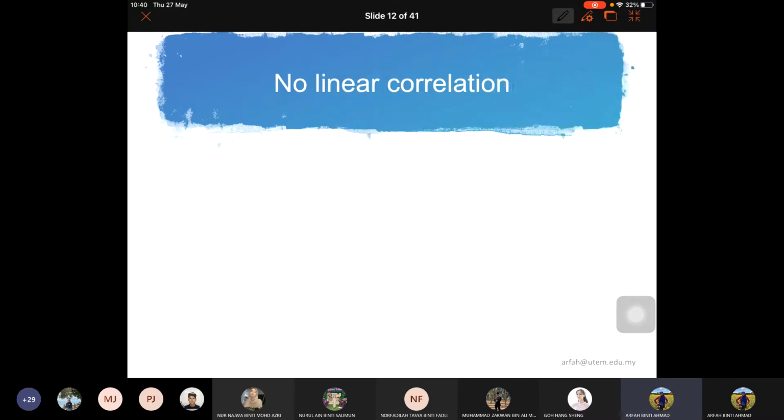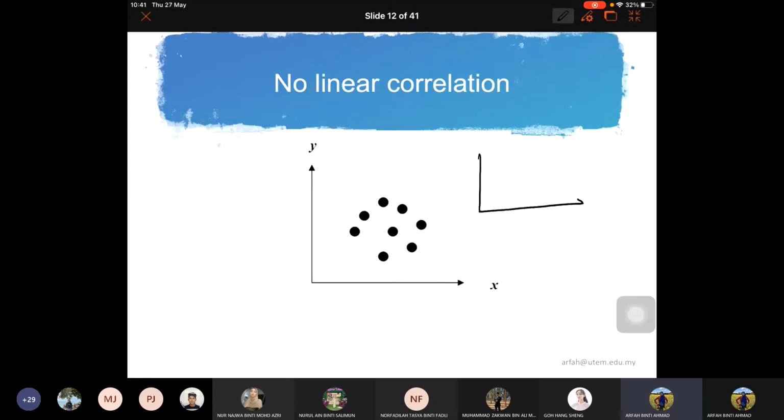So, what is the case for no linear correlation? If, for example, you plot X and Y, and the points turn out like this one, or if there are many points, maybe something like this. In this case, there is no linear relationship. You cannot draw a straight line because many points are at the bottom here. Drawing it here would also look odd. It does not show a straight line.